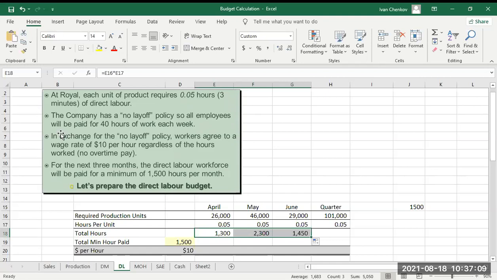For the next 3 months, the direct labor workforce will be paid a minimum of 1,500 hours per month. So if they work less than 1,500, we're still going to pay them 1,500. If they work more than that, then we're going to pay them what they actually work. Make sense? So let's see. We are applying this 1,500. This month, total hours are 1,300. How much are we going to pay them?